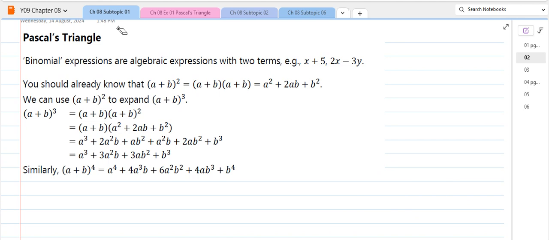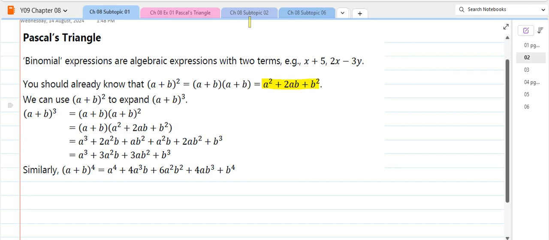For example, if you have x plus 5, this is considered two terms, and 2x minus 3y is also considered two terms. Now from here you should already know that a plus b squared is this one. So this is the expansion when you do the normal basic ones. So you have a squared plus 2ab plus b squared. Now take note of this one.